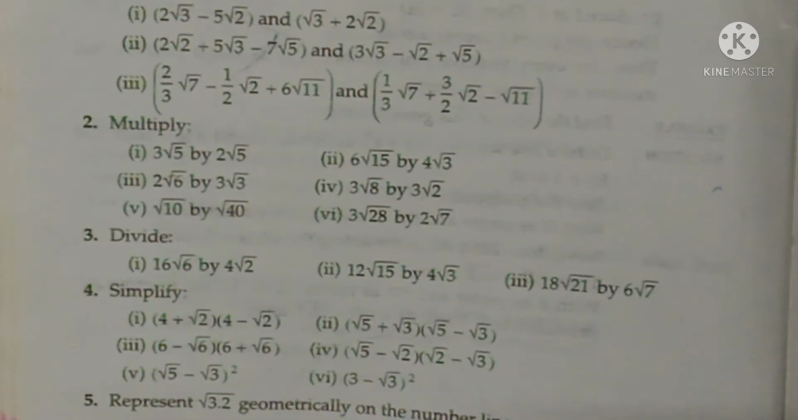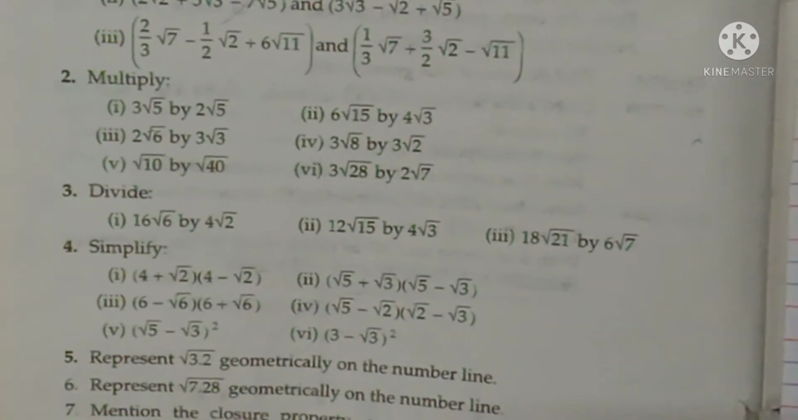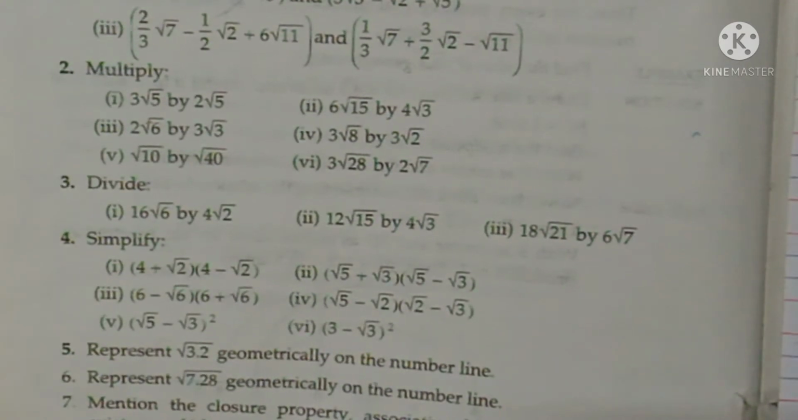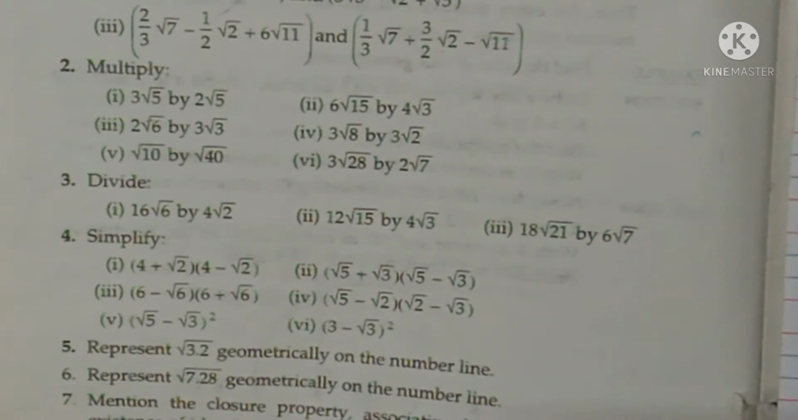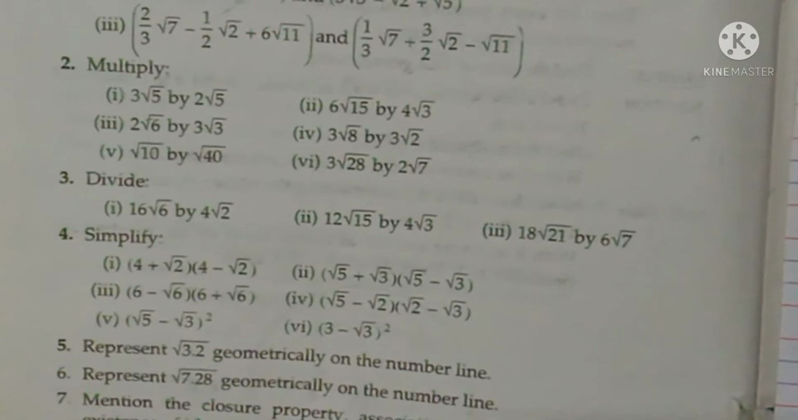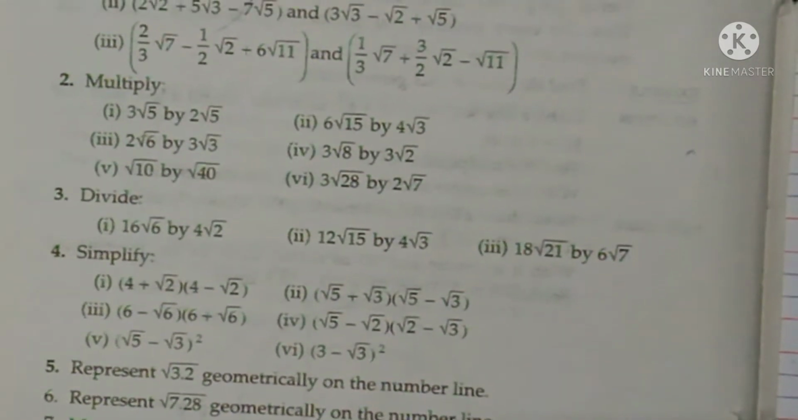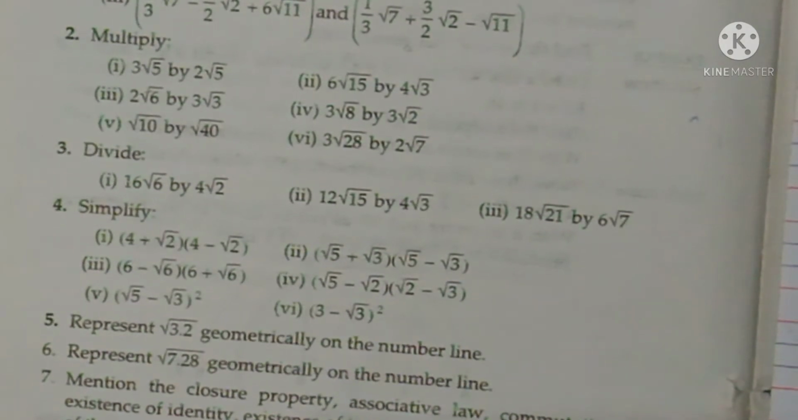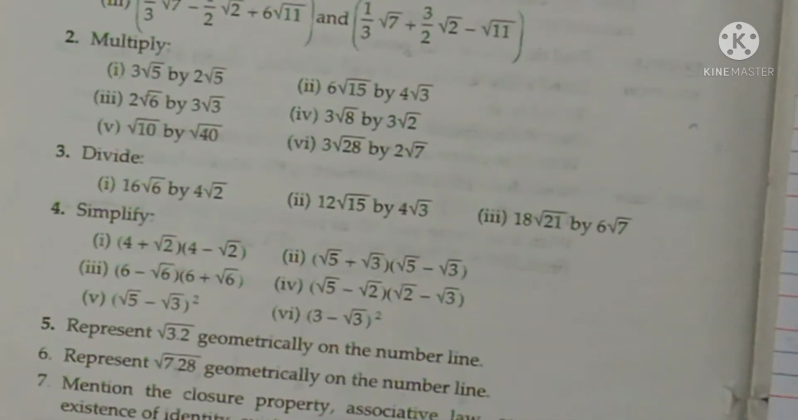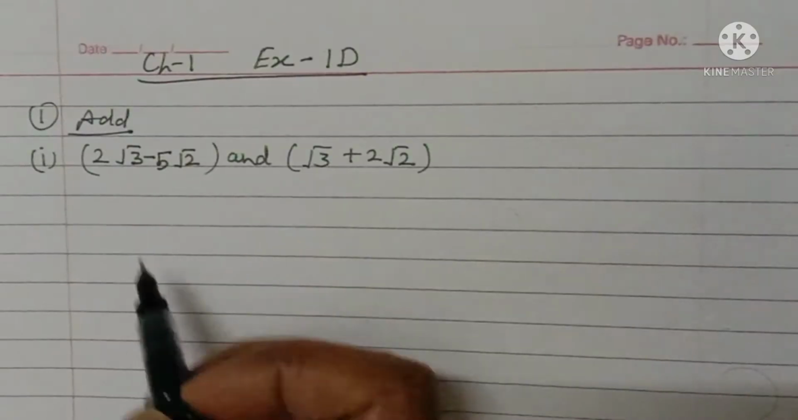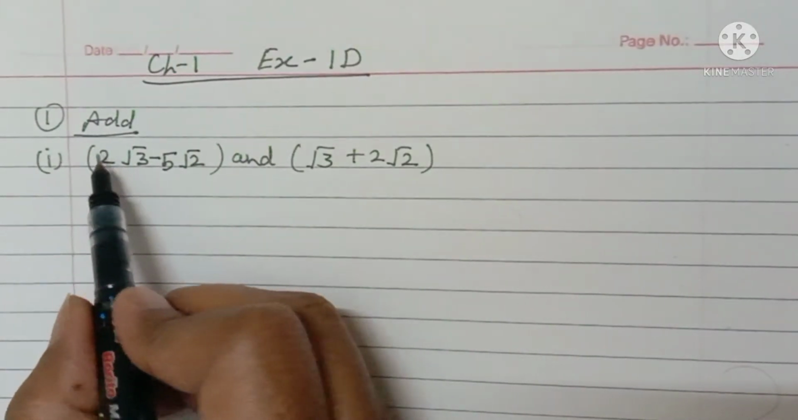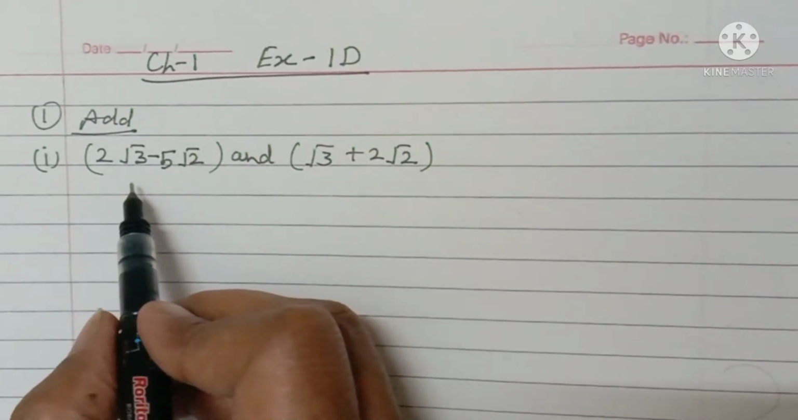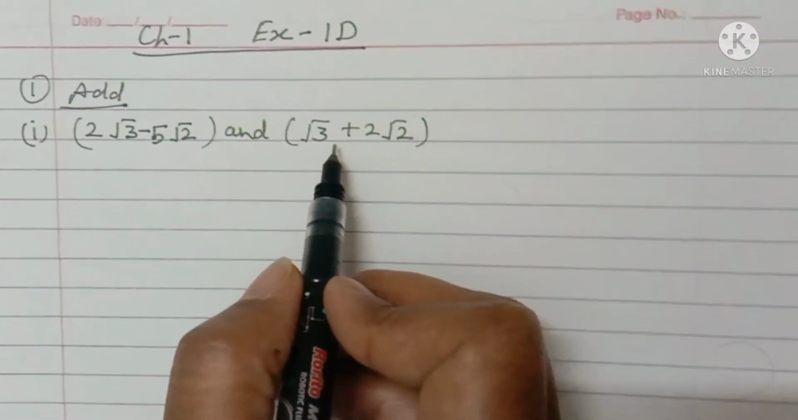In questions 5 and 6, we have to represent irrational numbers on the number line. In the previous video, you can see how to represent irrational numbers on a number line. Now let's start the exercise. This is the first part of addition. Now how do we add these irrational numbers?